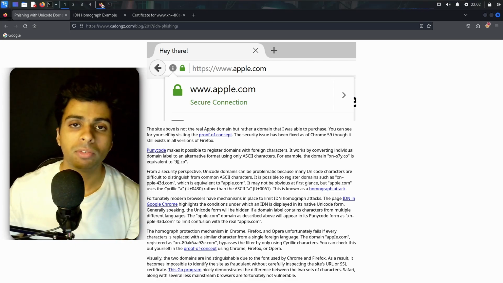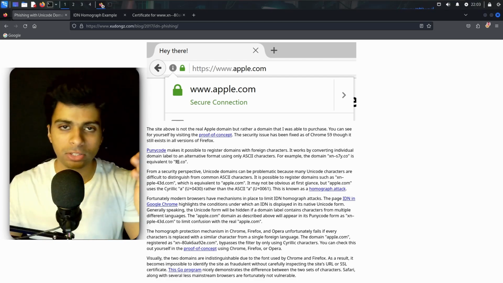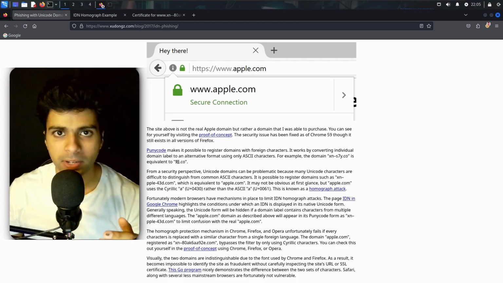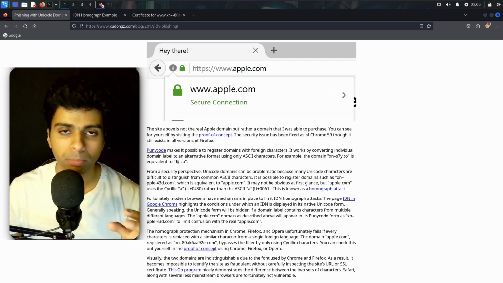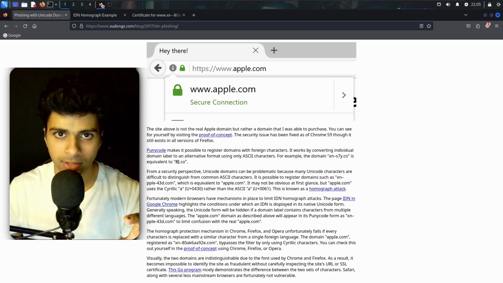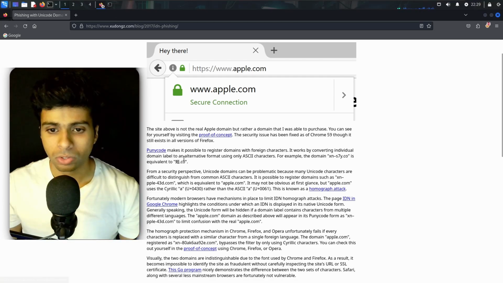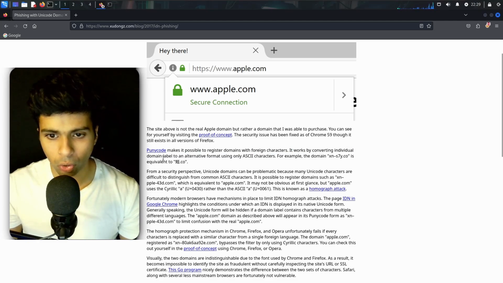So that's where Unicode came in, which is a much broader character set compared to ASCII. And it includes a plethora of languages and alphabets. Now we saw what ASCII is, we saw what Unicode is. Now Punycode, on the other hand, is a method for representing Unicode characters in domain names, which traditionally only supported ASCII-only characters. Punycode is only responsible for converting Unicode characters into a string of numbers, letters and hyphens, which can be understood by the DNS. So Punycode makes it possible to register domains with foreign characters. It works by converting individual domain labels to an alternative format using only ASCII characters. For example, the domain xn--s7y.co is equivalent to this domain over here.